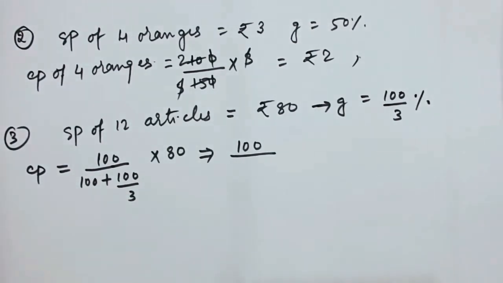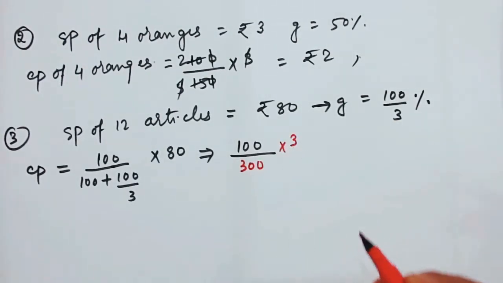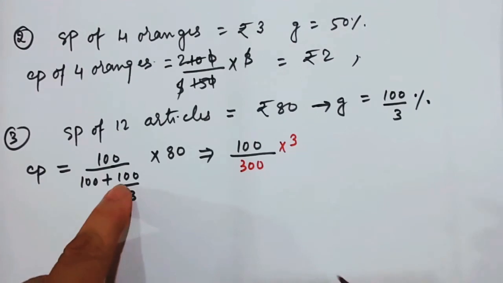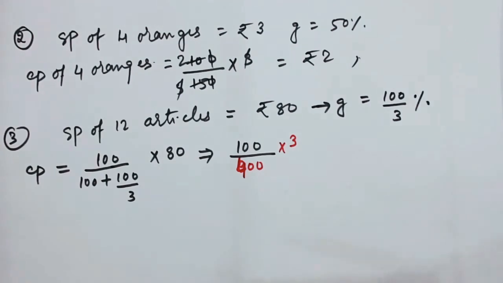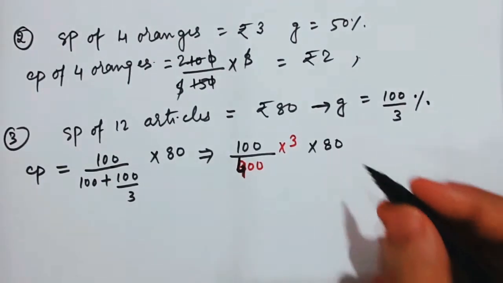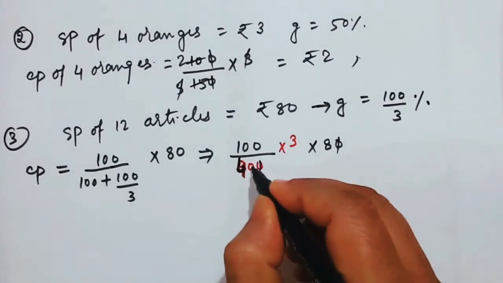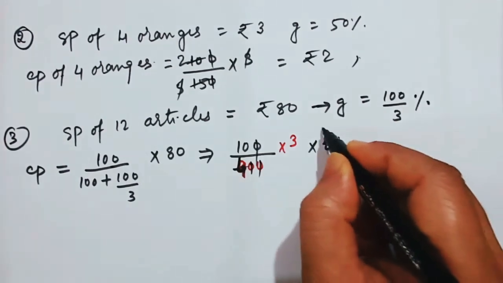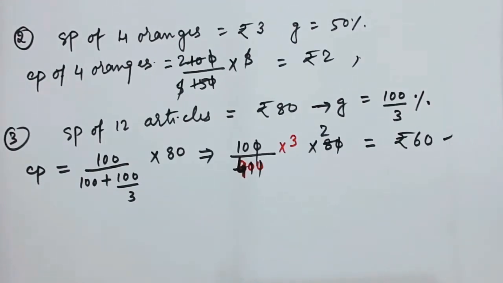So 100 plus 100 by 3, that is 300 by 3. No, sorry, 300 plus 100, 400, my dear. So 400 by 3. So 400 will be over here and 3 on the top, times 80. Let us solve. This also goes. 4 2 times, 3 2s are 6, is equal to rupees 60. So this is the cost price of 12 articles.